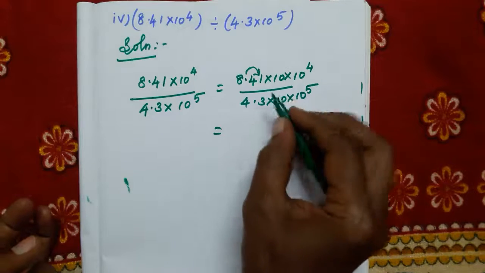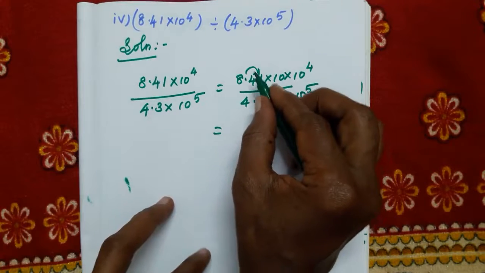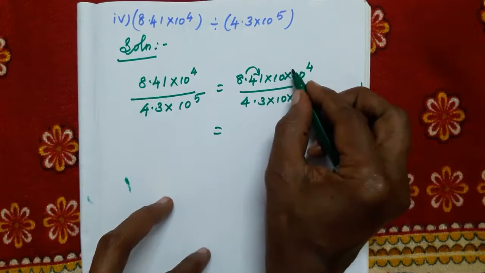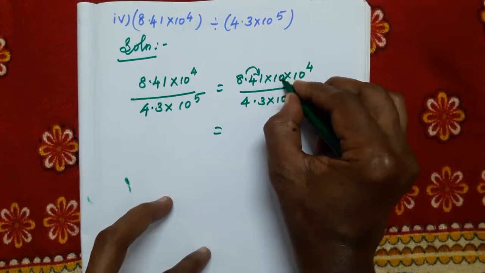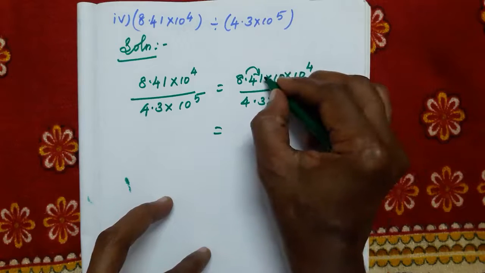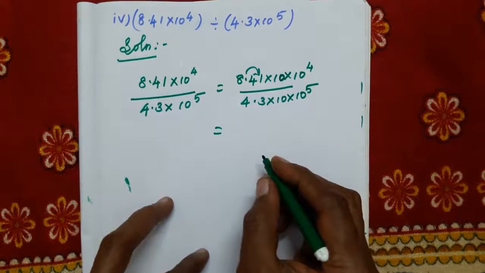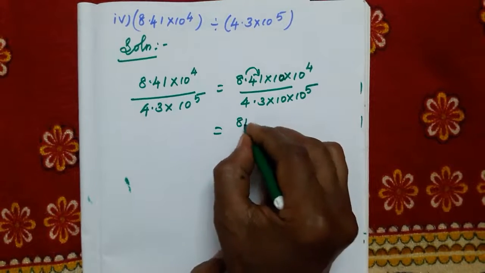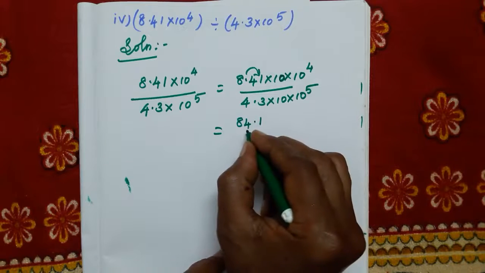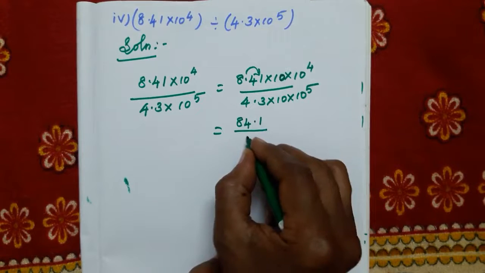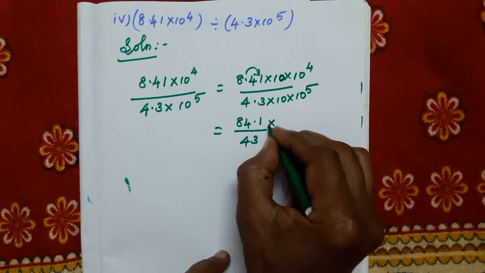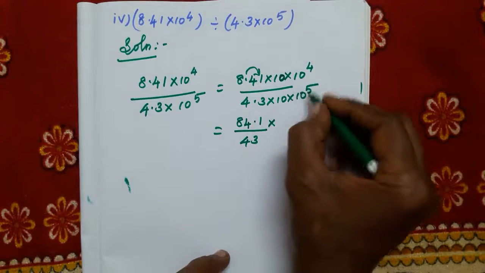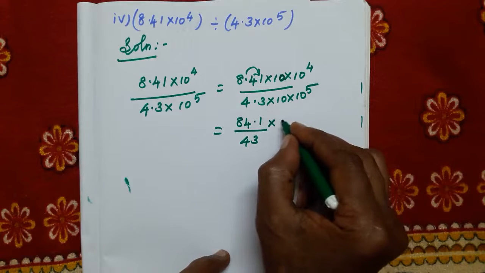So if we move the decimal point 1 digit right, we want to write 10 power minus 1. But 1 digit right here, 10 is there, which means multiply with 10, so we move the decimal point 1 digit right. So 84.1 divided by 4.3 into 10, that is 43 into, next this number, how do we want to write it? 10 power 4.